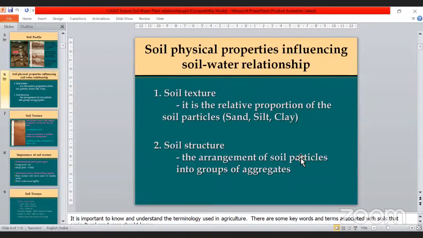Soil texture is the relative proportion of the soil particles. A soil has different particles called sand, silt, and clay particles. These are aggregated and arranged in such a way, with different proportions. So based on that, you can have different sand, silt, and clay. The soil structure is the arrangement of those particles, how the particles have been arranged.